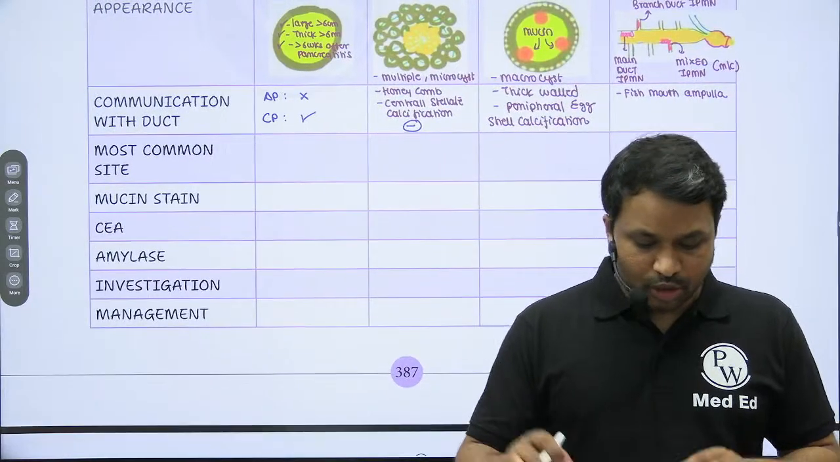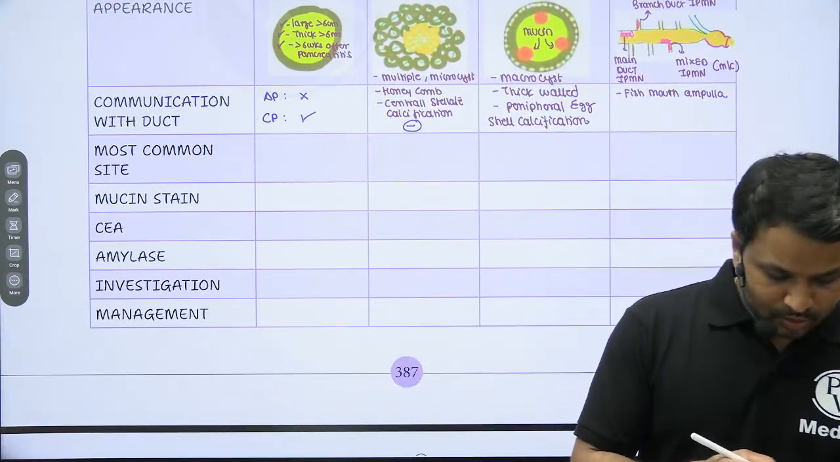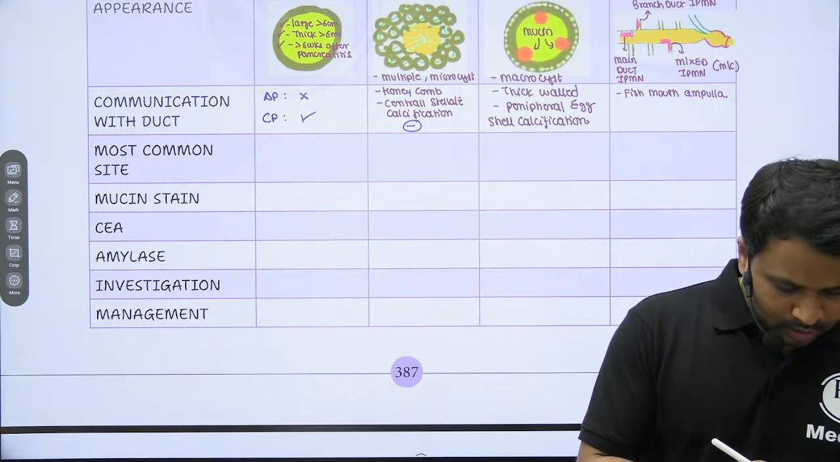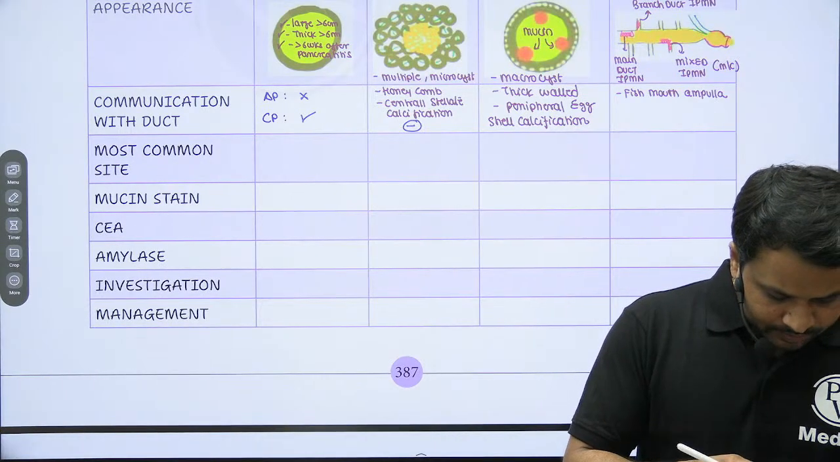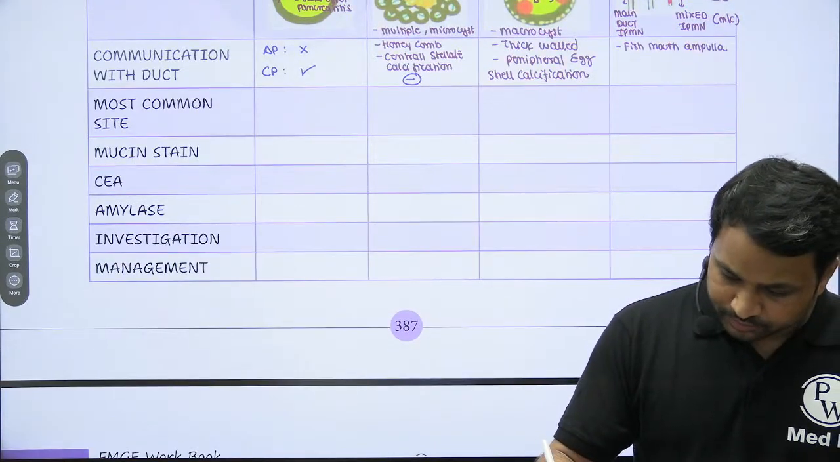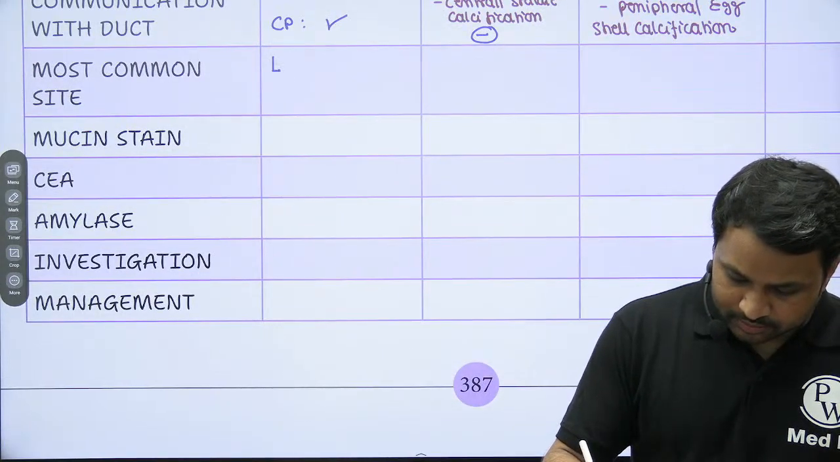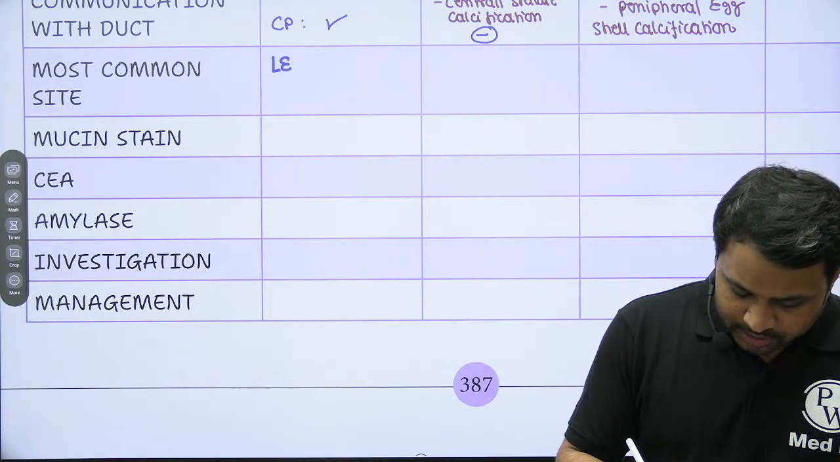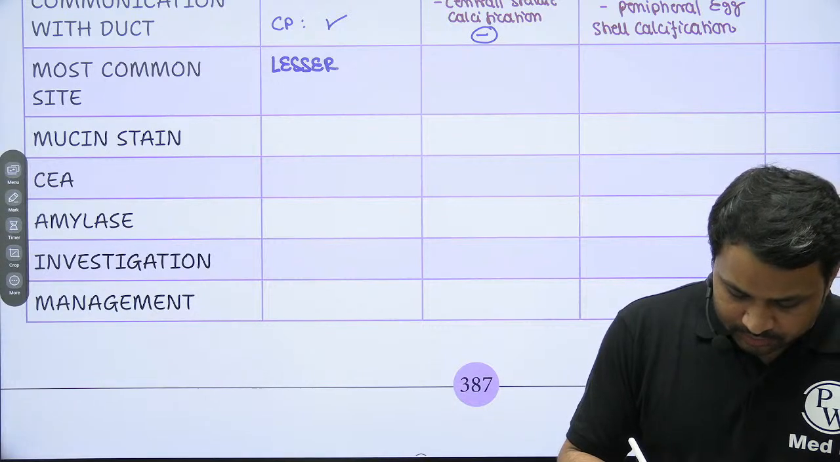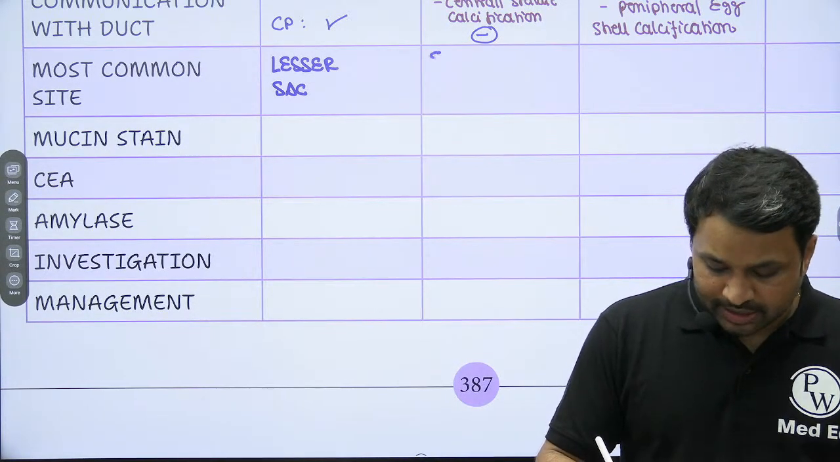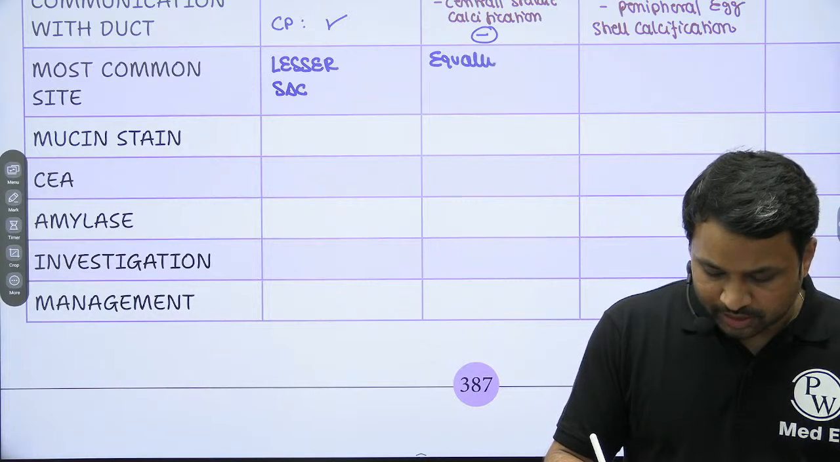Now, what is the most common site of the pseudocyst of the pancreas? The pseudocyst of the pancreas, when we talk about the overall most common site, it is going to be the lesser sac. Whereas serous adenoma, it is equally distributed throughout the pancreas.